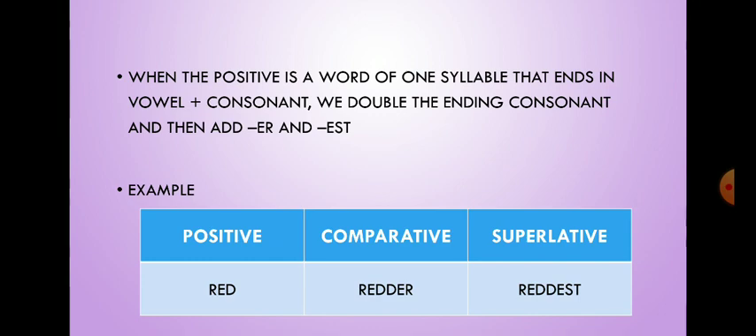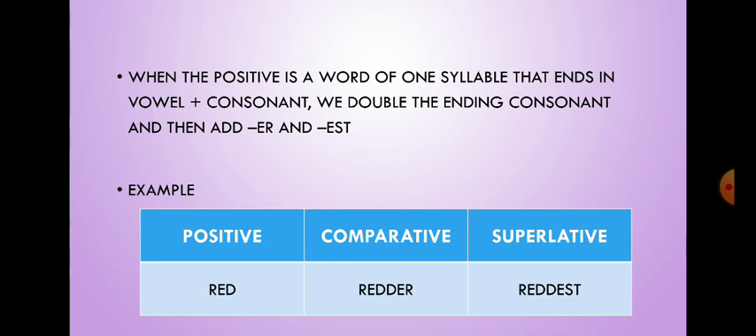The next rule. When the positive is a word of only one syllable that ends in a vowel and a consonant, we double the ending consonant and then add ER and EST. Now look at the example. The word red ends with vowel E plus the consonant D. To change it into comparative and superlative forms, we have to double the ending consonant. So the letter D will be doubled.